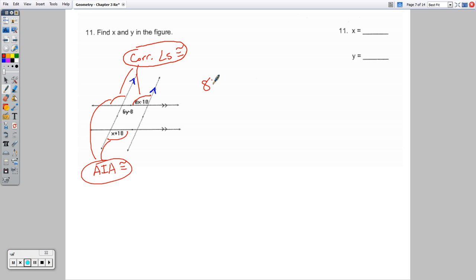So we could set up an equation like this. 8x minus 10 would have to equal x plus 18. From there you could solve for x. You could subtract x from both sides, add 10 to both sides. That would leave you with 7x equals 28. Divide both sides by 7 and you'd get x equals 4.